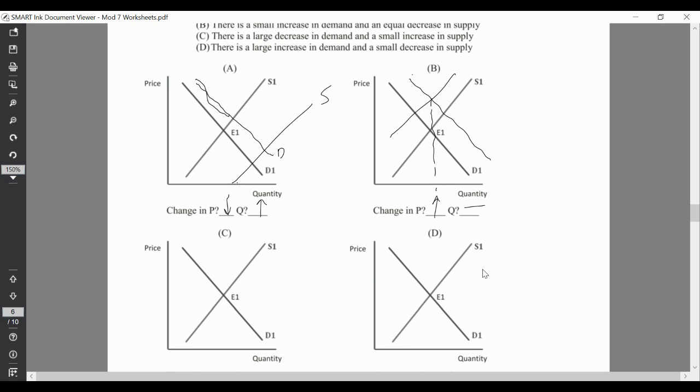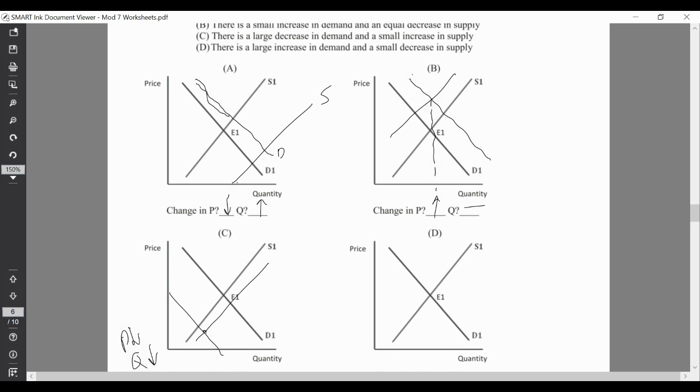C, it says if there's a large decrease in demand, so we'll put a large decrease in demand, and then it says a small increase in supply. All right, so now we're here. So what do we know? What do we know is happening in C? We see that the price is going to fall and quantity goes down. I want to be able to see, so I didn't write it down on the bottom there.